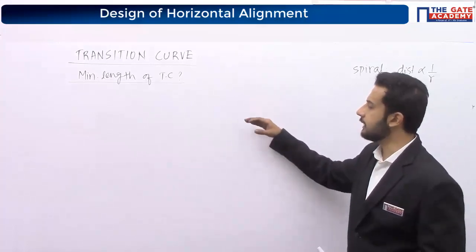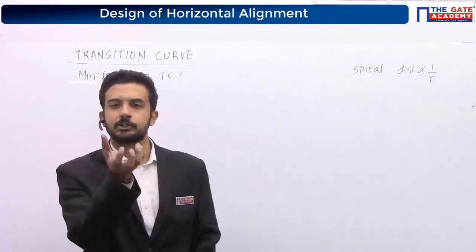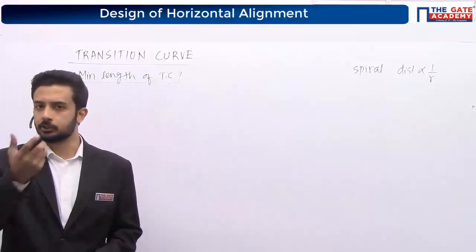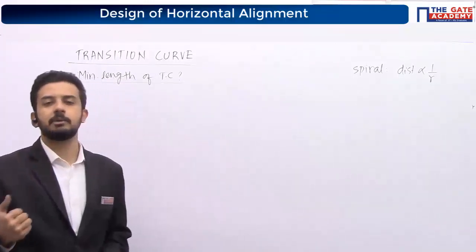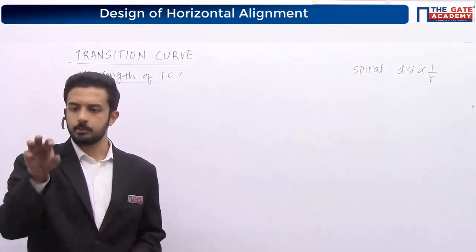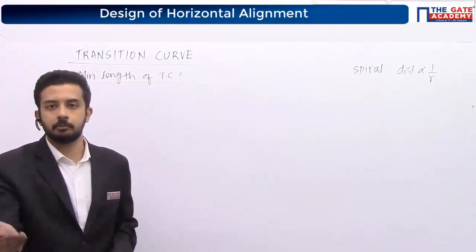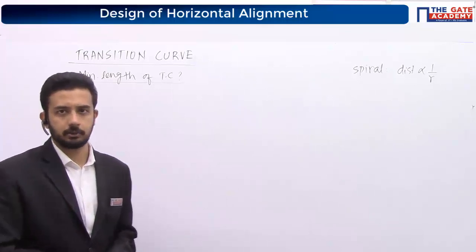Means three conditions are there. To satisfy the first criterion, what should be your minimum value? To satisfy the next criterion, what should be your minimum value? To satisfy the third criterion, what should be the minimum value? So we have three minimum values. Out of those three values, whichever is maximum will be our final answer for the length of the transition curve.